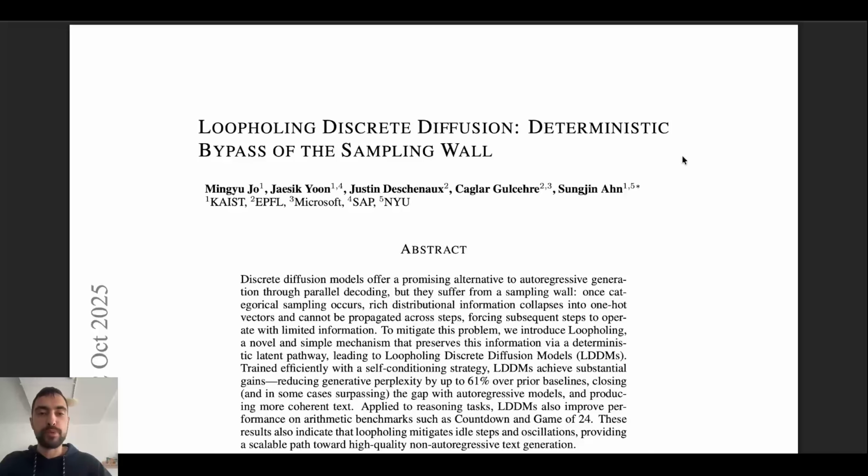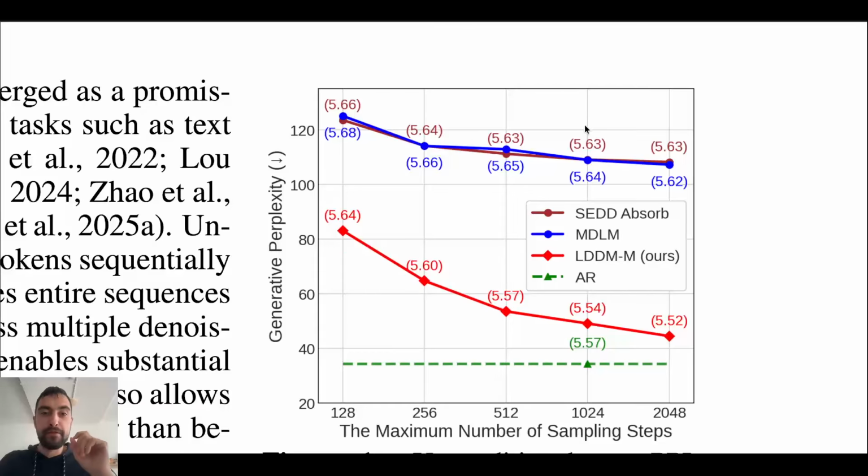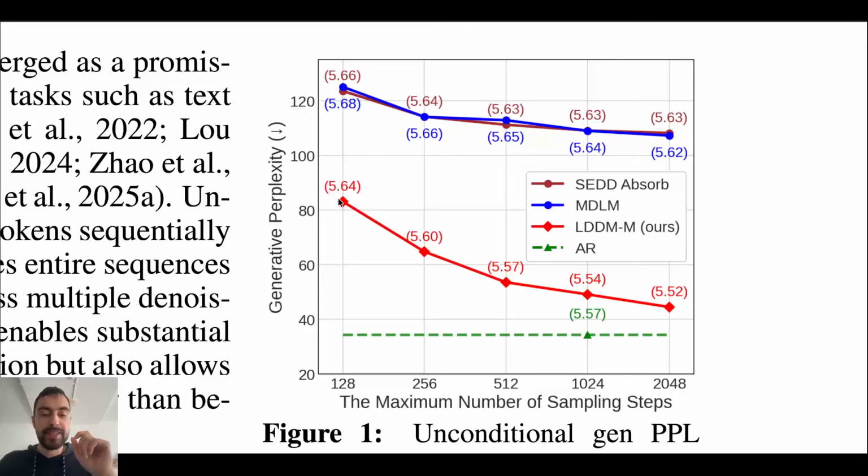New paper to improve diffusion LLMs by a lot. It achieves around 3 times lower perplexity, and it's approaching autoregressive large language models. It's very good. It has lower perplexity with just 128 sampling steps than other methods with 2048 sampling steps, and still higher perplexity than this one.